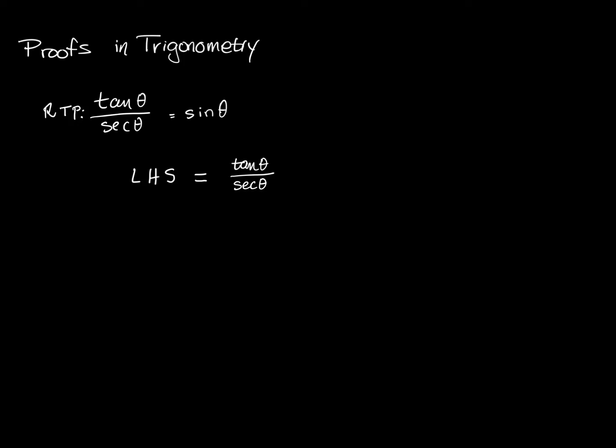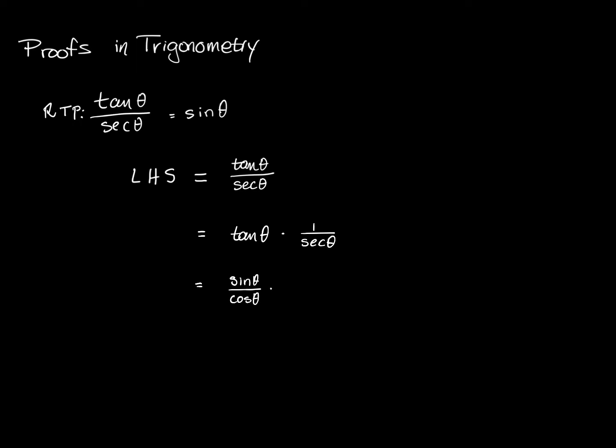To do that, I'm going to use a series of trigonometric identities that have already been proved, or which I've been told that I can use. For example, algebraically, I can write tangent of theta over secant of theta as tangent of theta times 1 over secant of theta. All I've done is use a little bit of algebra to write this expression as a product instead of a quotient. Now I'll use some trigonometric identities. One is that tangent of theta can be written as sine of theta over cosine of theta.